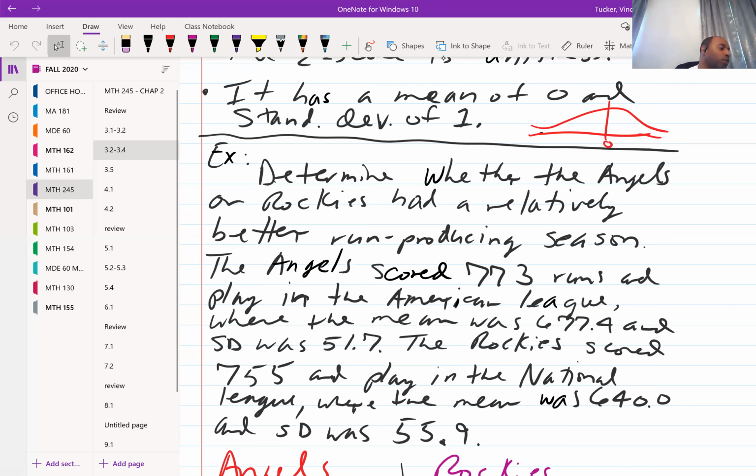So if you know a little bit about baseball, American League, National League, they do things a little differently when it comes to, I think, lineup or something like that. I forgot the exact details, but I believe the pitcher has to hit in one league when the pitcher doesn't hit in the other league and stuff like that. So that's why the mean could be different depending on what league you're playing in.